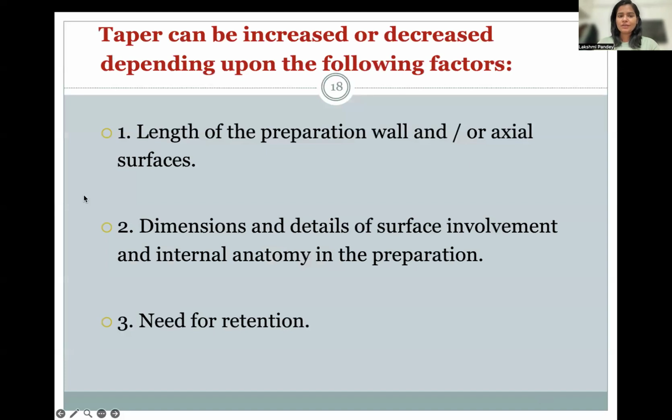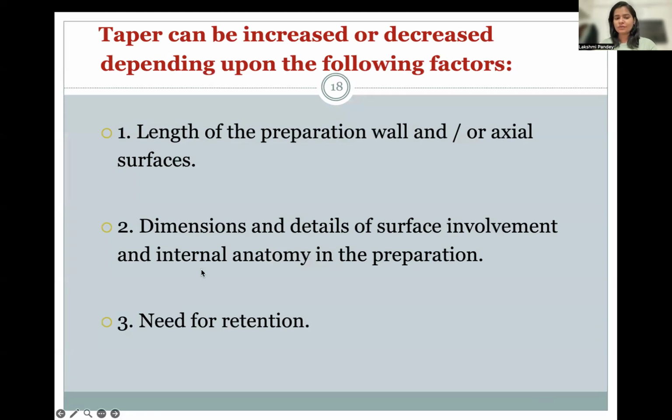Next, taper can be increased or decreased depending upon the following. These things you have to remember. First thing, the length of the preparation wall. It means if the length is more, you can increase the taper. If the length is short, it means depth is not there, a shallow cavity, so you have to not increase the taper.